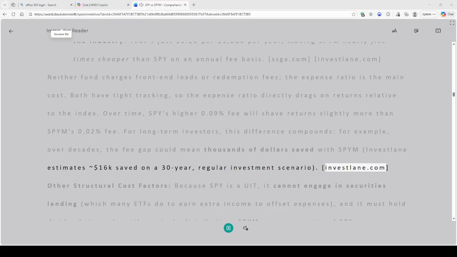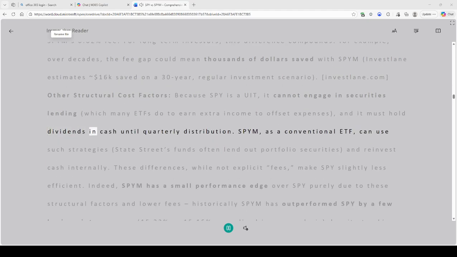Other structural cost factors. Because SPY is a UIT, it cannot engage in securities lending, which many ETFs do to earn extra income to offset expenses, and it must hold dividends in cash until quarterly distribution. SPYM, as a conventional ETF, can use such strategies. State Street's funds often lend out portfolio securities and reinvest cash internally. These differences, while not explicit fees, make SPY slightly less efficient.